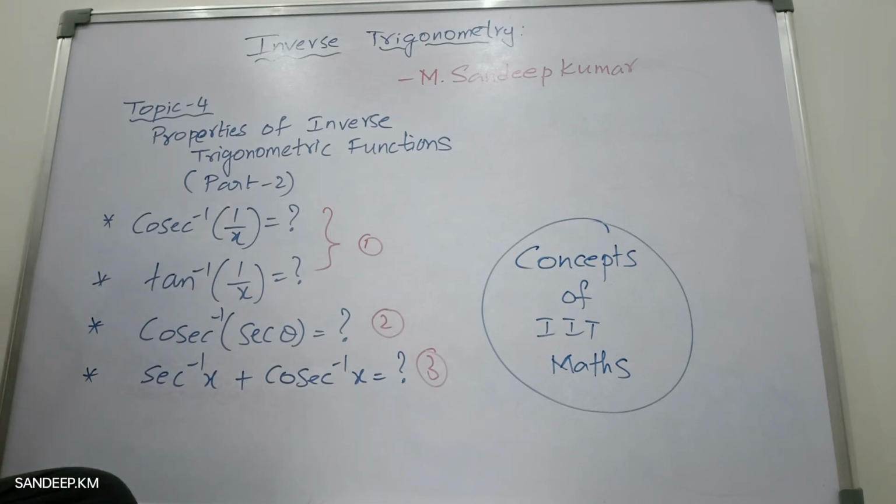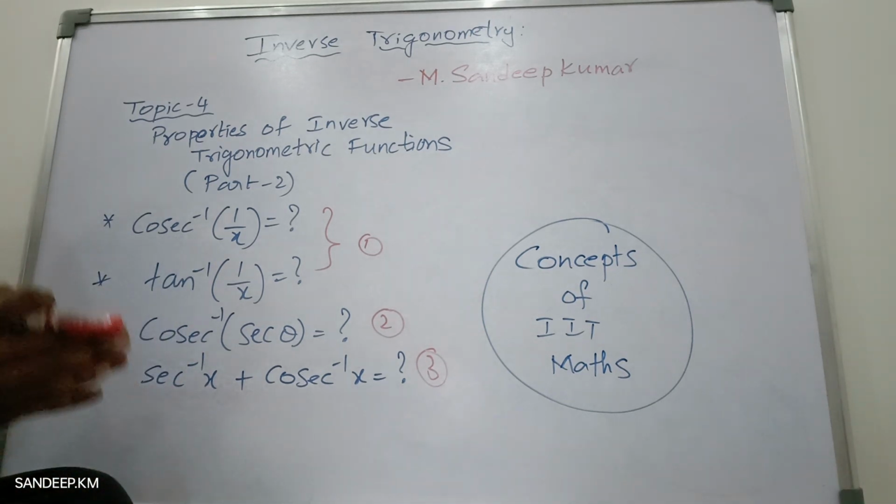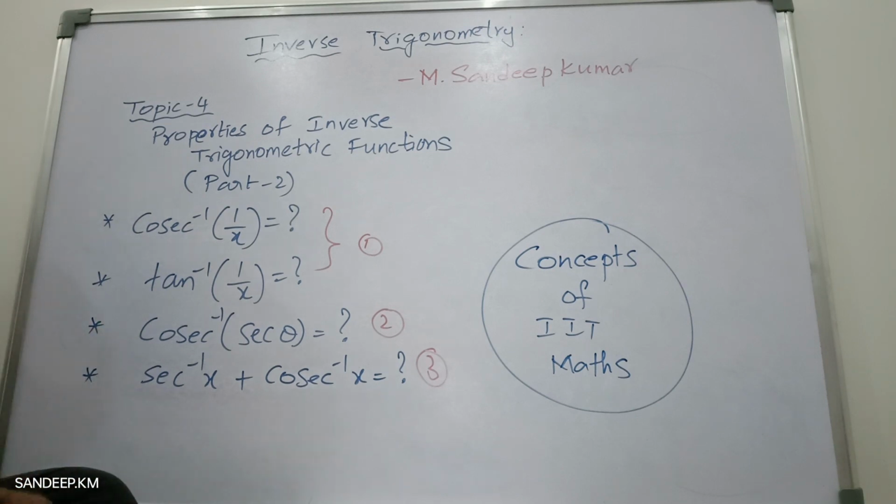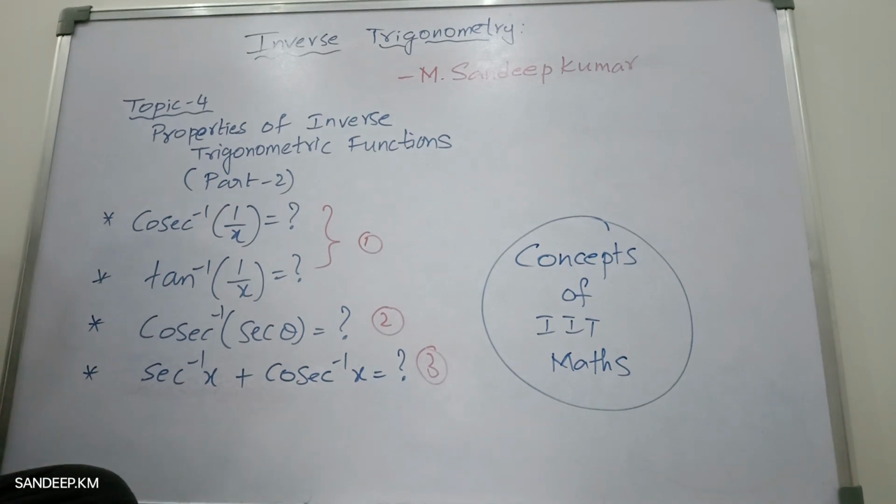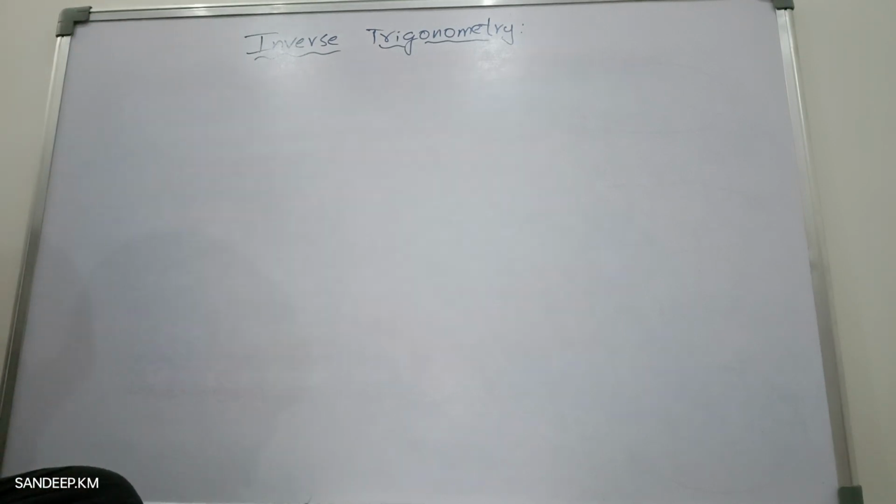So let us see how to prove those properties. Keep this in mind. If you are clear in proving these properties, certainly you will be successful in solving advanced model problems. Keep this in mind. Let us be stronger in the concepts. And at the end, if needed, we will see some problems on these properties.